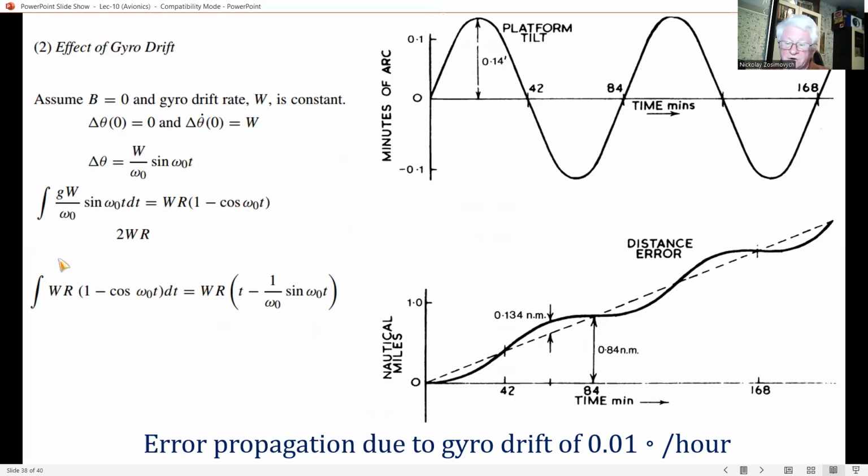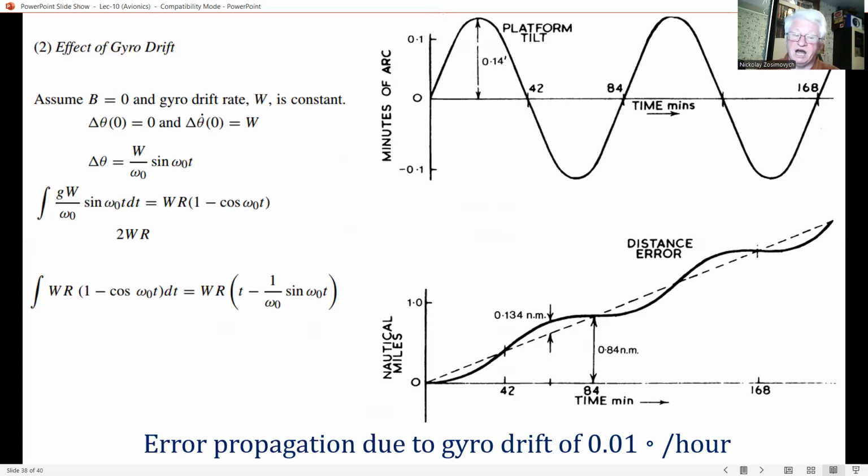And the distance error will be expressed by this expression: the integral of VW, the second component in parentheses identical as before, right? Over dt, and that gets us VWR times (t minus 1 over omega naught times sine omega naught t). The distance error is thus proportional to the time of flight, the small amplitude oscillatory component being swamped after a while.